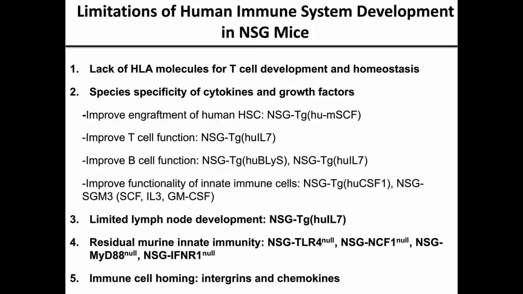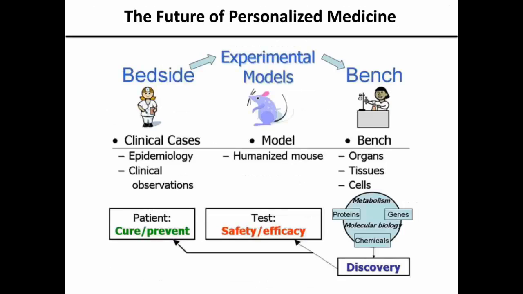And while these animals are all severely immunodeficient, there still is residual mouse innate immunity in these models, and by continuing to target mouse genes, we can severely depress that mouse innate immune system. And one of the final areas that we're working on is to improve the homing ability of these human cells in the mouse. And this will involve the expression of human integrins and chemokines in these mouse models. So overall, we think we are making a pretty good argument that humanized mice can be used for personalized medicine and will continue to improve as we make modifications to these mice.